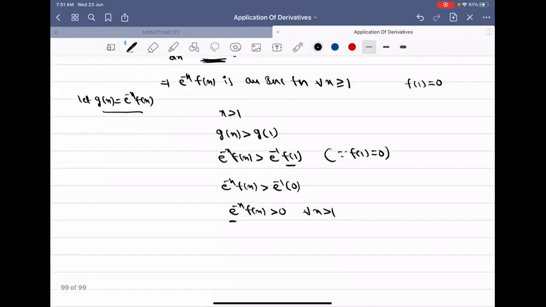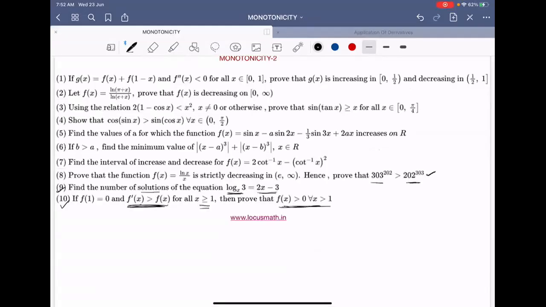Now, e power minus x is always positive. Yes or no? e power minus x is always positive. That implies f of x must be greater than 0 for every x greater than 1. That is what we need: f of x is greater than 0 for every x.